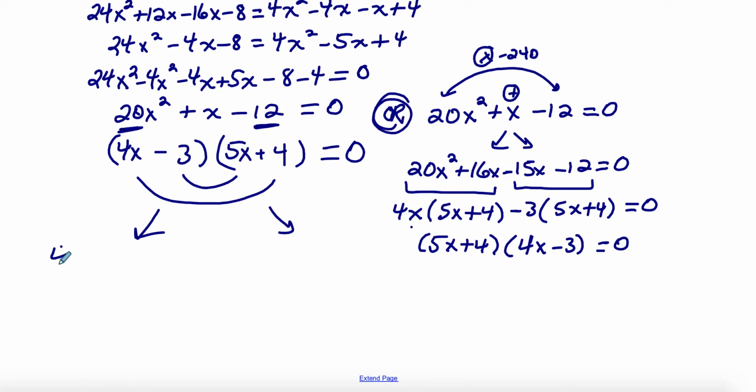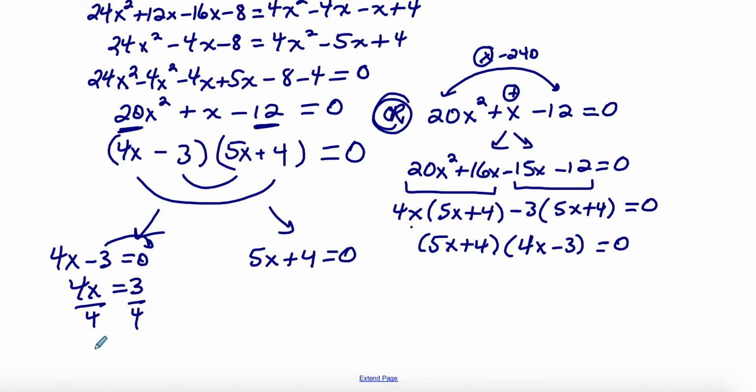So we take one factor and set it equal to 0. We take the other factor and set it equal to 0. But to me, this is sort of the easy part. This is like a little equation that you've seen before. Move the 3 over to the other side. Divide both sides by 4. So one x-intercept would be 3/4.